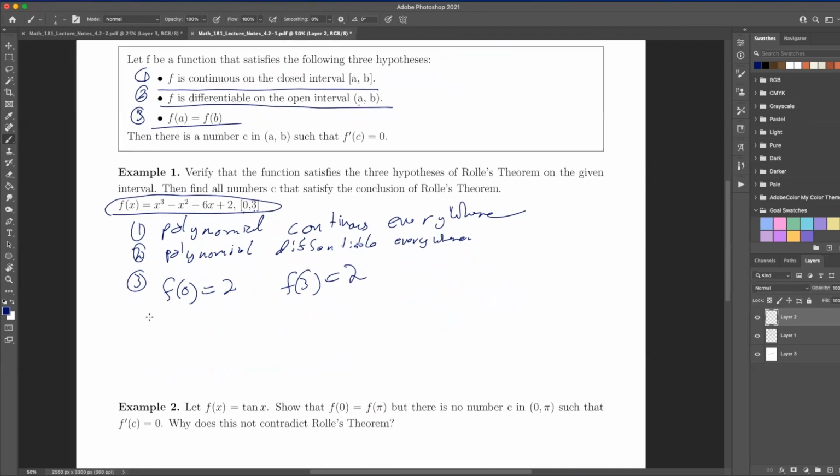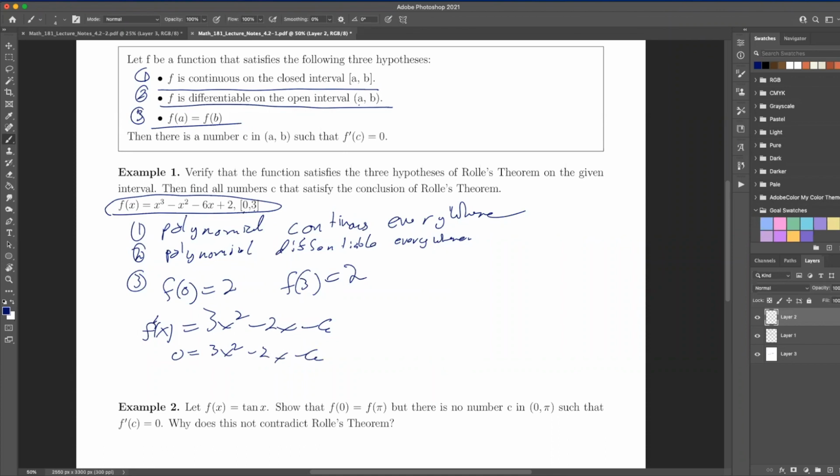And so here, how do we do that? We actually find the derivative, because we want to figure out where the derivative is equal to 0. The derivative of this is 3x squared minus 2x minus 6. We set that equal to 0. So we have 3x squared minus 2x minus 6.